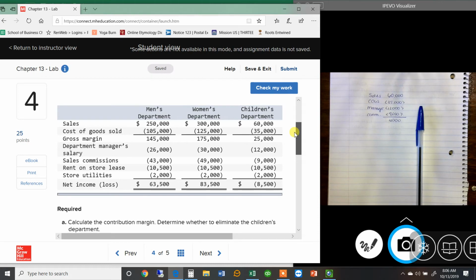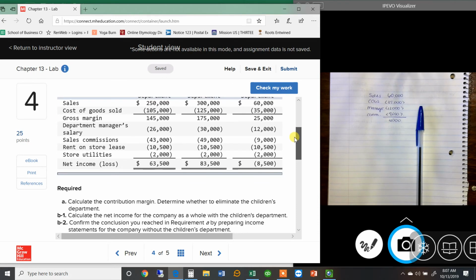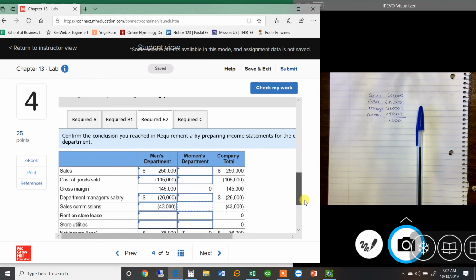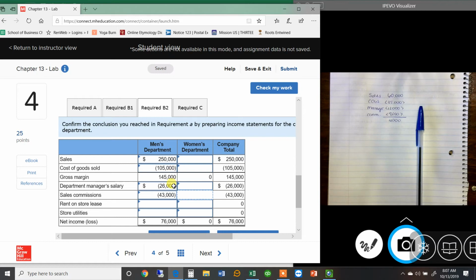I just printed this off and I'm just typing it right in. This is identical. I'm taking this 250, negative 105, negative 26, negative 43. And if you look down here, that's what I've typed in: 250, negative 105, negative 26, negative 43. And I'm going to do the same thing for the women's department.